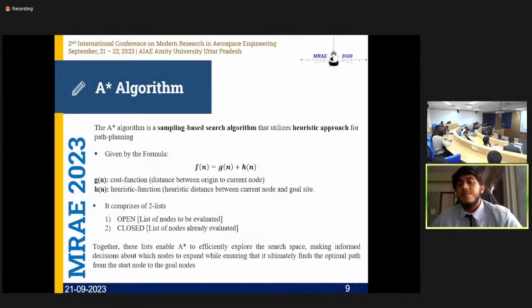Coming to the A star algorithm in specific, the A star algorithm is a sampling based algorithm that uses a heuristic approach in order to calculate the node. Now it calculates the node's cost based on the formula given on the screen, which goes F is equal to G plus H, where G stands for the cost function, which here means the distance from the origin to the current node the vehicle is placed, and H, the heuristic, is the estimated distance between the current node and the goal node. Now it does this by maintaining the nodes in two lists, namely open and closed list. The open list consists of all the nodes that are to be evaluated, and the closed list consists of all the nodes that have already been evaluated.